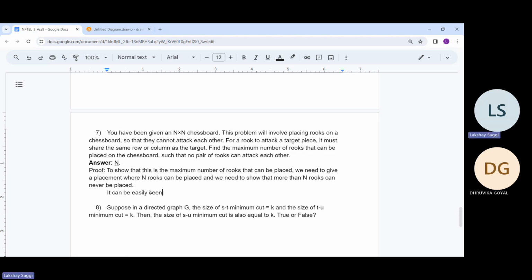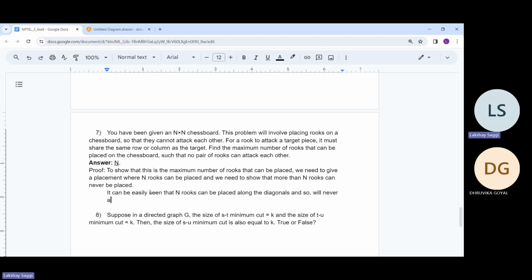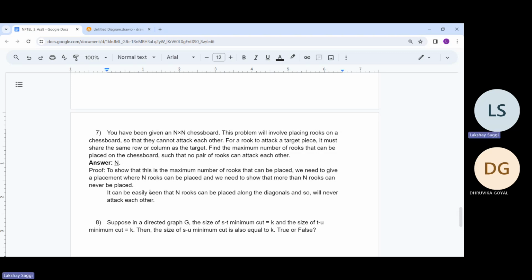So it can be easily seen that n rooks can be placed along the diagonals and will never attack each other. And so the first part is clear, Fajrika.